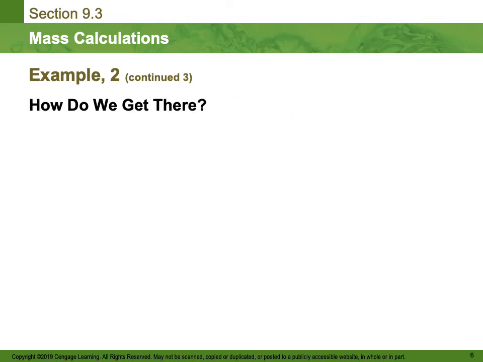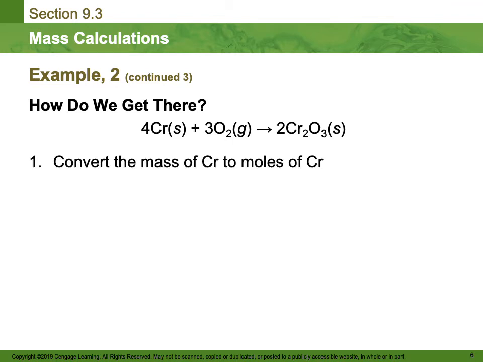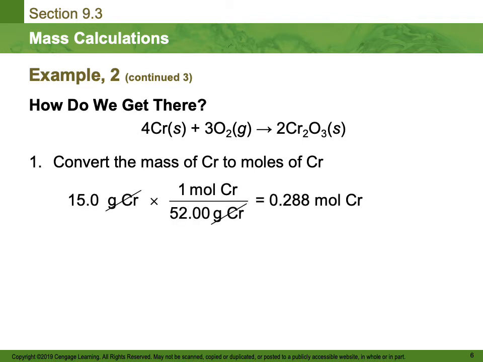So then we have the question, how do we get there? Okay. So remember our steps. The first thing you do is convert mass of what you know into moles of what you know. So in order to do that, we start with the mass of what we know, which is 15.0 grams of chromium, and we multiply it by 1 mole of chromium divided by the molar mass. And they are showing you the crossing out of the units. And with the correct number of significant figures, this comes out to 0.288 moles of chromium. So now we have the first step done.